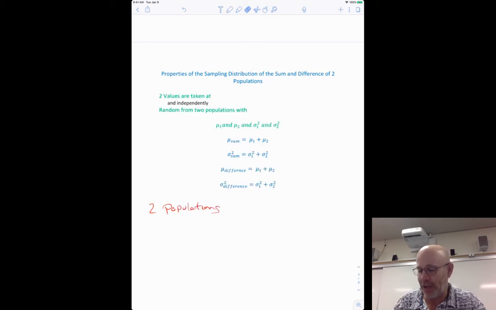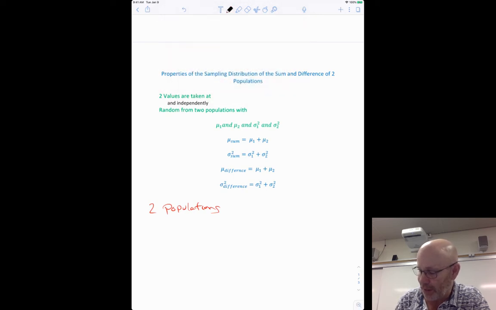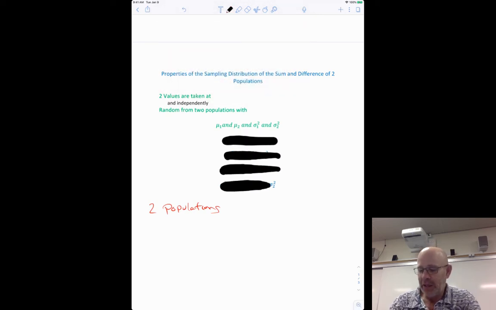Okay. So what I'm going to do is just show you the properties just like we've done on the other ones. It's the same basic idea. So what we have is two populations. I could show you this all at once, but actually, let's not, I know that can be a little bit overwhelming. So we're going to take values from each population randomly and independently.